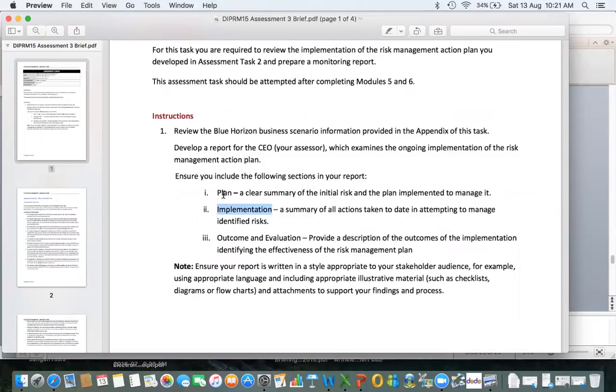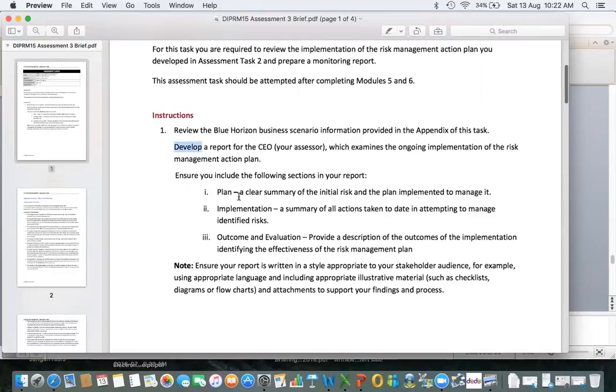Let's step back a little bit. How do we get the plan? You can populate information from your risk register table. Here you review the business scenario information that has been provided in the appendix of this task, and therefore, you can develop a report. All right, now implementation, outcome, and evaluation.